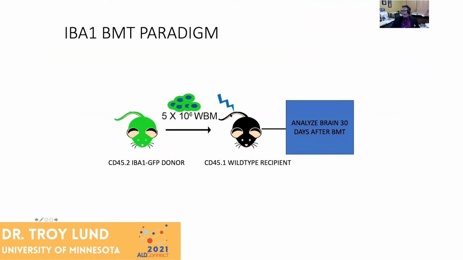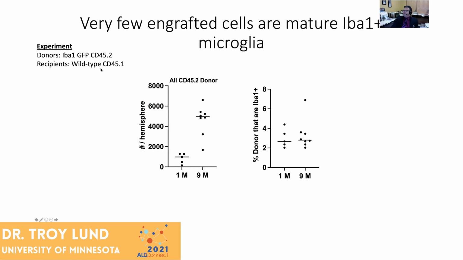So now the trick is to take those IBA1 GFP mice, which are also mismatched for another protein called CD45.2, so we can identify hematopoietic cells. We use the bone marrow from these mice, and we give it to wild type mice, which are CD45.1 in the hematopoietic cells, and they're not green. And then we can analyze the brain 30 days after transplant and see how much microglial engraftment we got. So let's take a look at that.